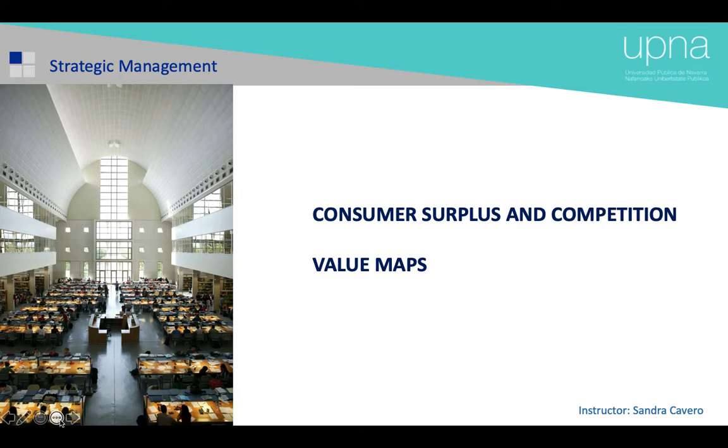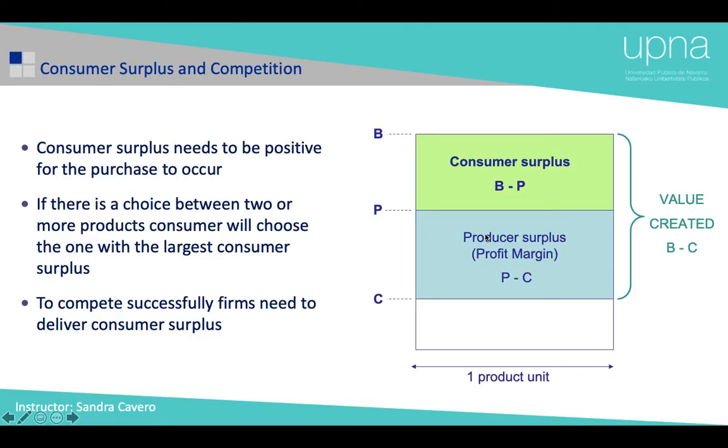Hello, in this audio note we are going to learn how to build a value map, and to do so we will first present a relationship that exists between consumer surplus and competition. Consumer surplus, which is represented in our rectangle in this green area here, is the difference between perceived benefit and the price paid for the product by consumers, and needs to be positive for the purchase to occur.